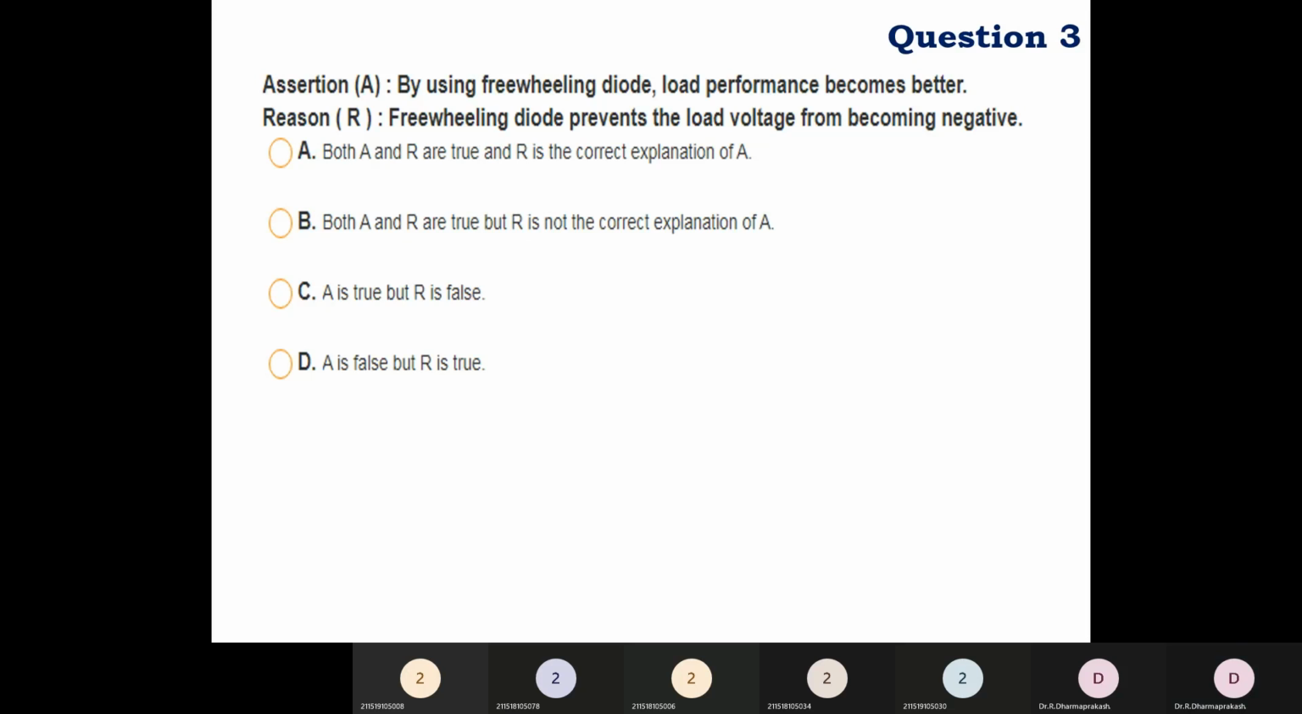Next, assertion: by using a freewheeling diode, load performance becomes better. Reason: freewheeling diode prevents the load voltage from becoming negative. These three we already discussed in the uncontrolled rectifier. The same thing will be true for this also. So here, both A and R are correct, right? And R is the correct explanation for A.